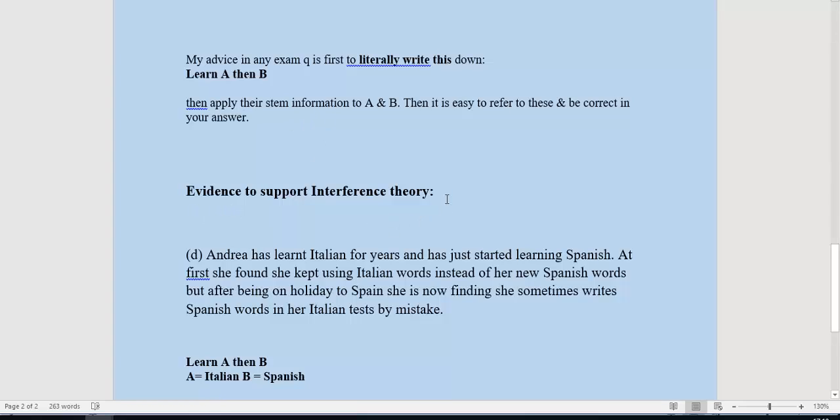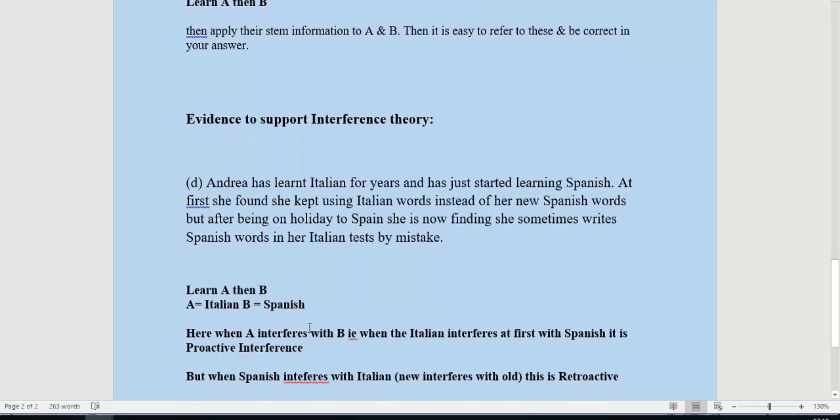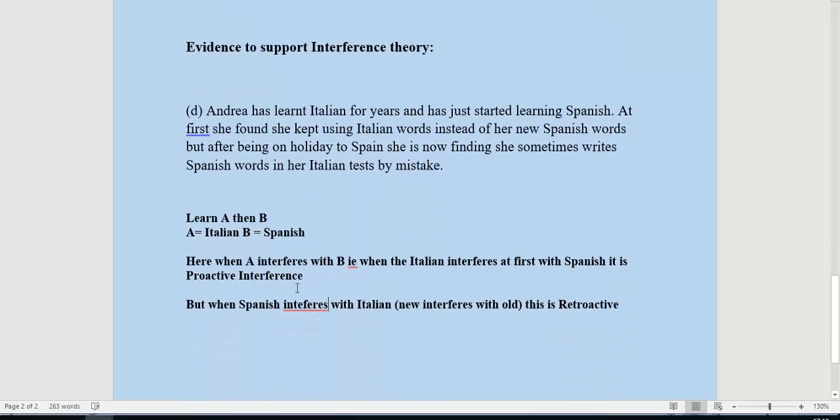In terms of evidence to support it, have a look at my other video, but let's have a look then at an exam question. So let's say you're given something like this. Andrea's learned Italian for years and has just started learning Spanish, and at first she found she kept using Italian words instead of her new Spanish words. But after being on holiday to Spain, she's now finding that she sometimes writes Spanish words in her Italian test by mistake.